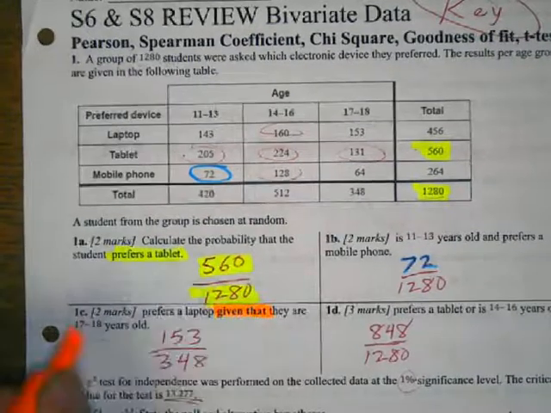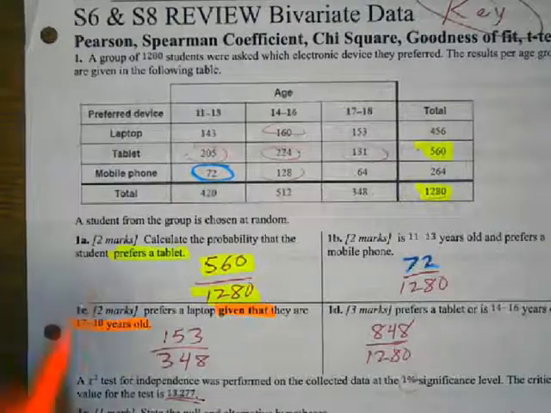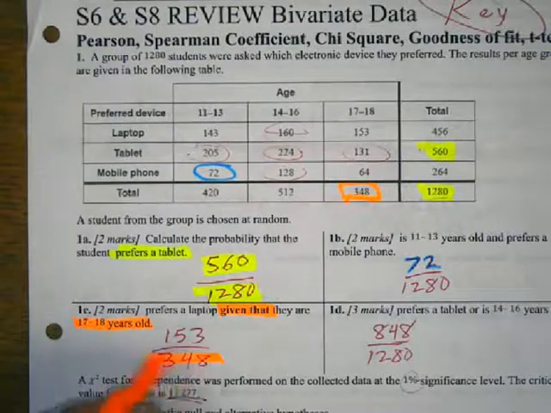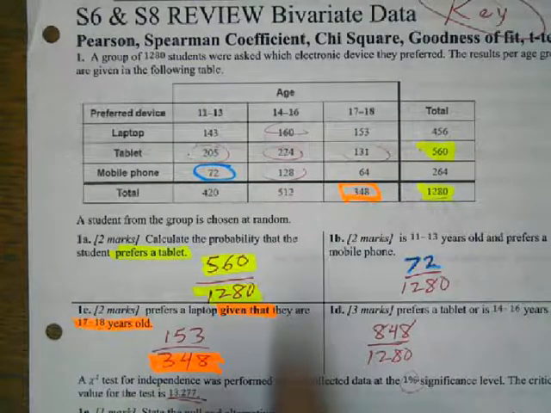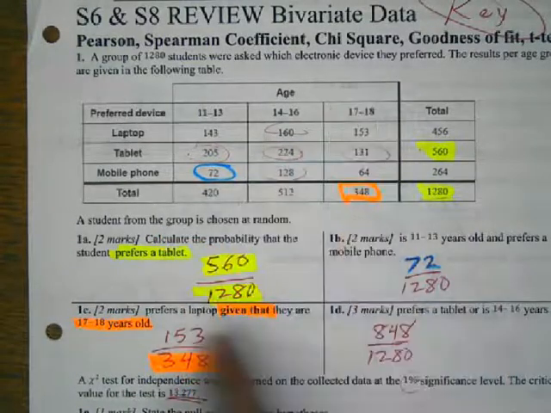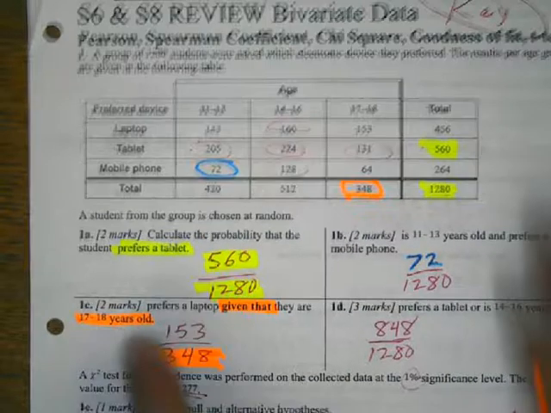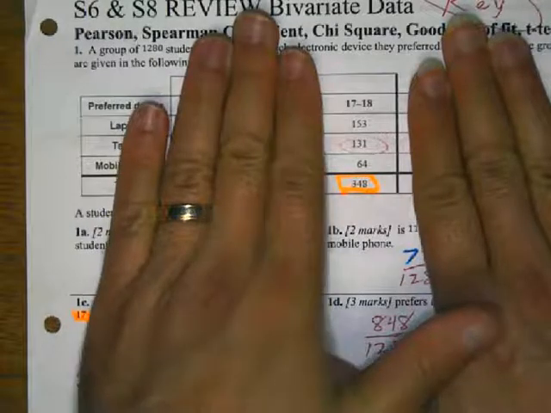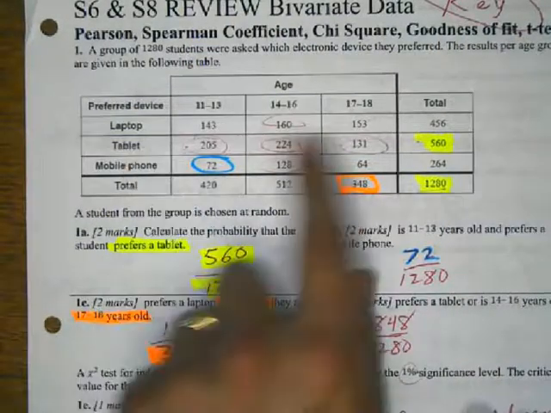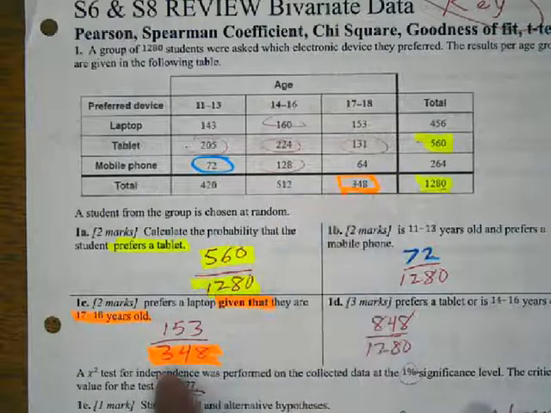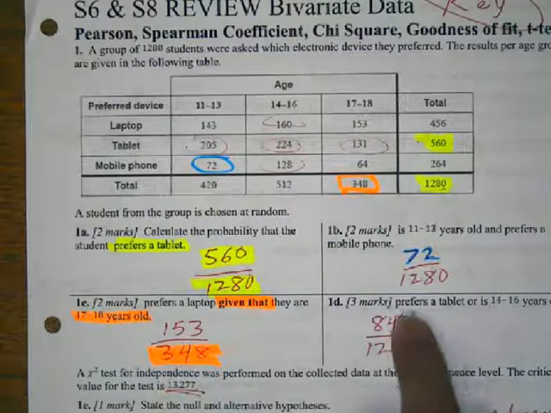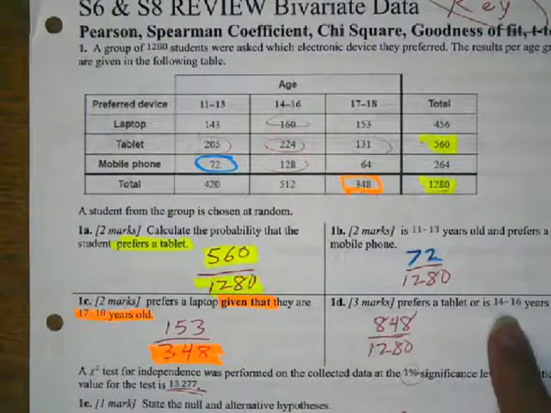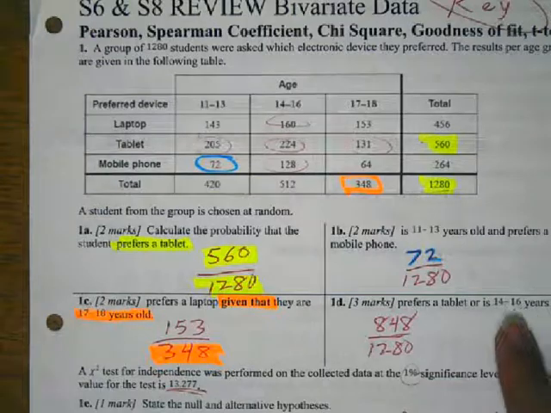Given that they are 17 to 18 years old, my denominator has to be 348, because these are all the 17 to 18 year olds. So you're only choosing from here, and the probability that you have a laptop is 153 out of this value here. And then the next one, the probability that you prefer a tablet or you're 14 through 16 years old.